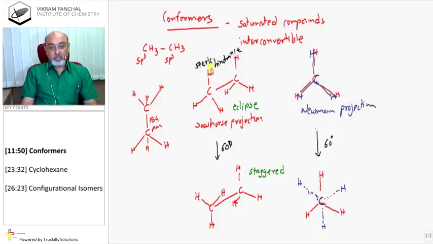In eclipsed there will be steric hindrance. In staggered there is no steric hindrance. Therefore, the stability of staggered will be more than eclipsed. So staggered is more stable than eclipsed.